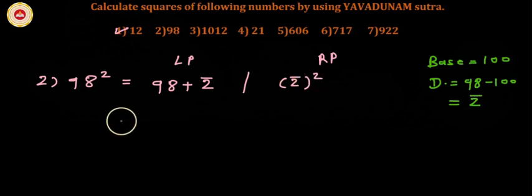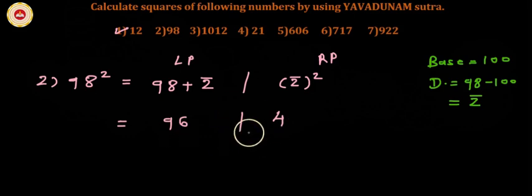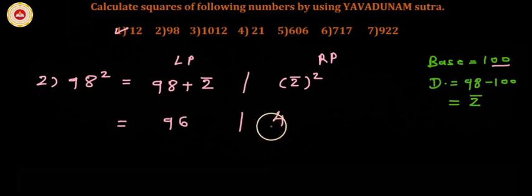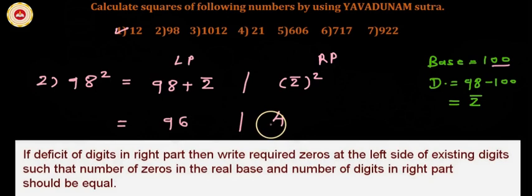Right? So let us calculate further. 98 plus minus 2, that means 98 minus 2, which is 96. Give a slash. Negative 2 squared is positive 4. Now friends, we have calculated two parts. Now balancing. See, how many zeros are there in the nearest base 100? 2 zeros. It means that we need to have 2 digits in the right part. But actually, how many digits we have? 1 digit. This is an example of deficit of digits in the right part.